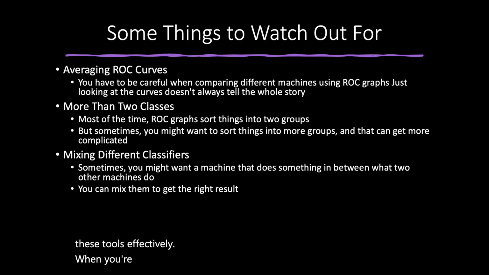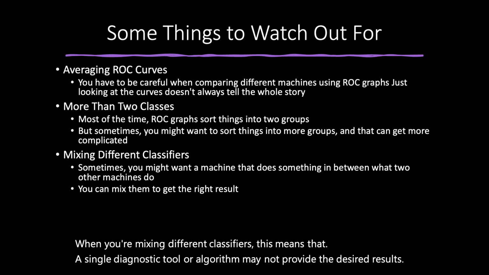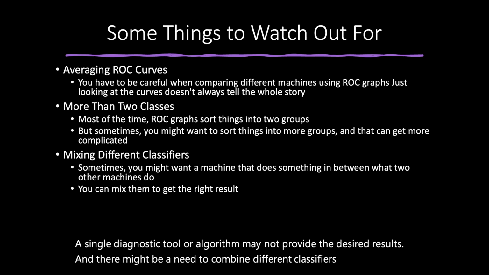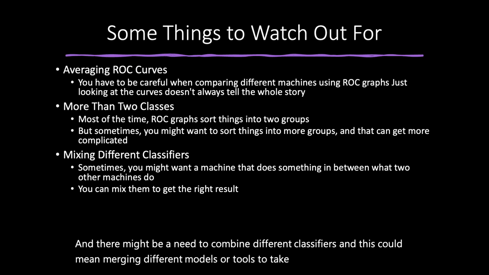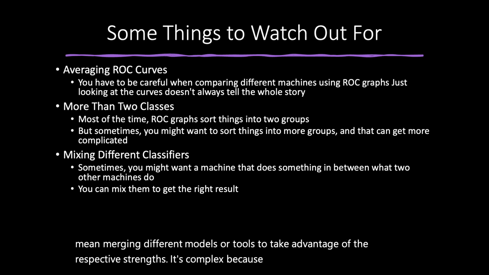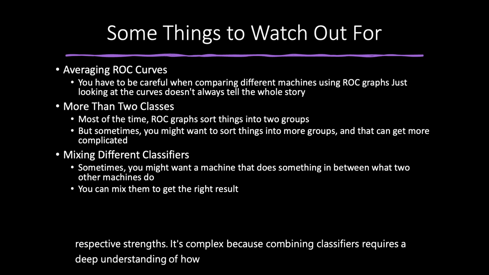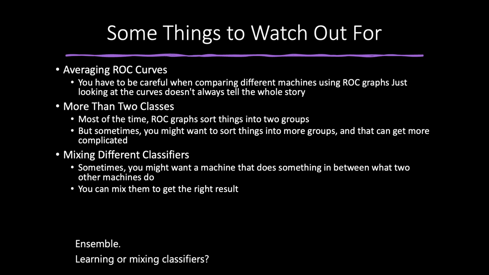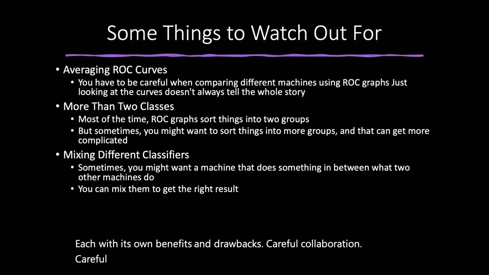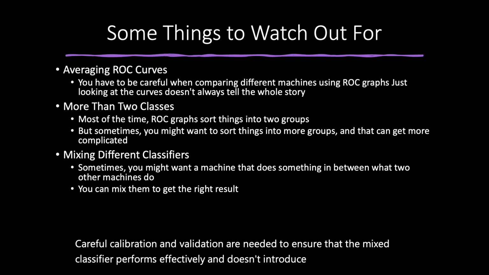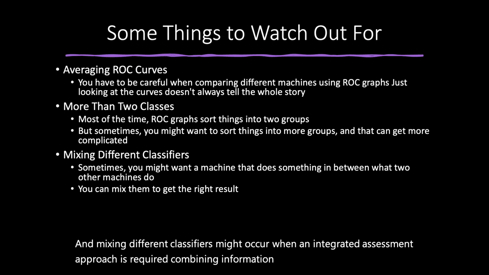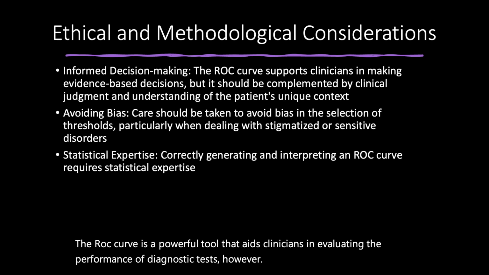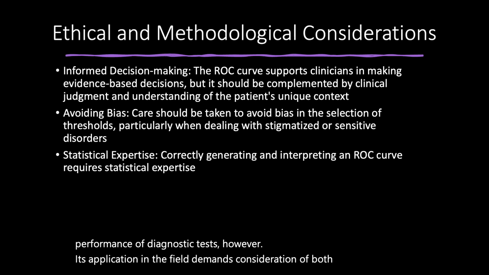When you're mixing different classifiers, this means that a single diagnostic tool or algorithm may not provide the desired results, and there might be a need to combine different classifiers. This could mean merging different models or tools to take advantage of their respective strengths. It's complex because combining classifiers requires a deep understanding of how each one functions and where they might complement or conflict with one another. There are different methods for mixing classifiers, each with its own benefits and drawbacks. Careful calibration and validation are needed to ensure that the mixed classifier performs effectively and doesn't introduce unexpected biases or errors, combining information from various tools to provide a comprehensive diagnosis. Its application in the field demands consideration of both ethical and methodological aspects.